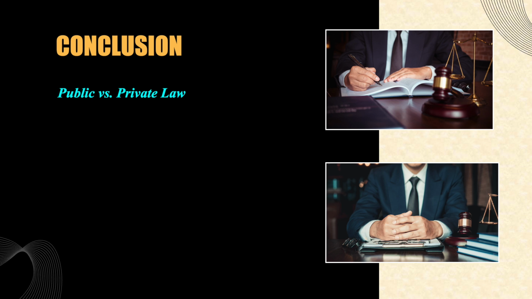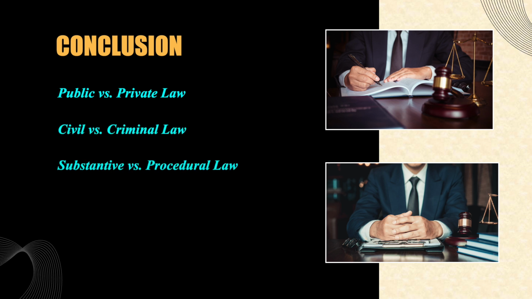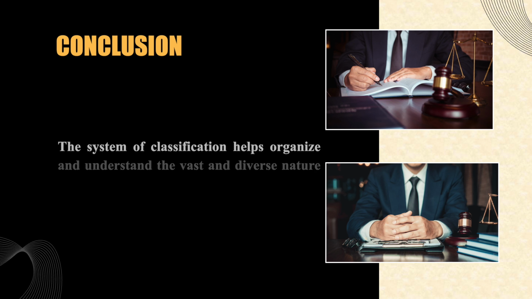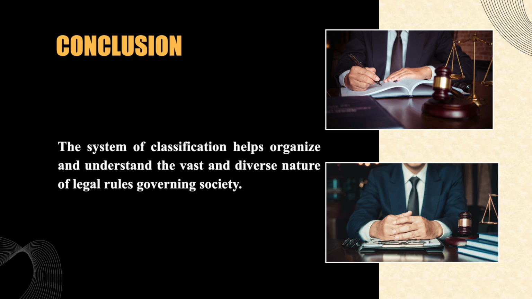In concluding remarks, law can be classified in numerous ways based on its subject matter, the parties involved, the goal it aims to achieve, and the jurisdiction it applies to. Some of the major classifications are public versus private law, civil law versus criminal law, substantive law versus procedural law, and national versus international law. The system of classification helps organize and understand the vast and diverse nature of the legal rules governing society.